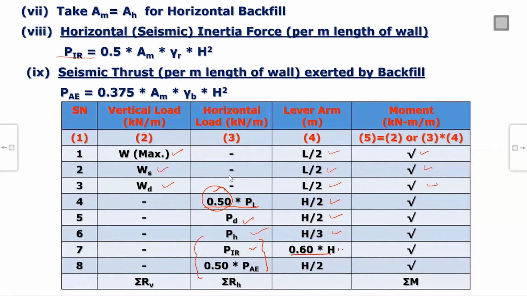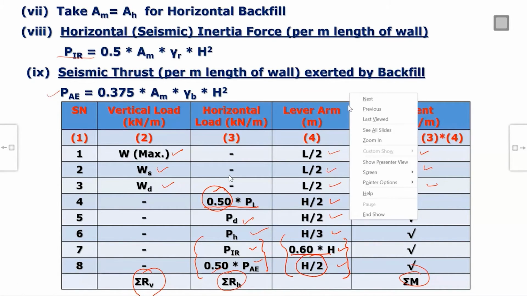As somebody was asking, this is the lever arm for PIR. It said take half of the seismic thrust exerted by backfill, that is PAE. So you take 0.5 times PAE, and this acts at the middle of the wall, so you take at H by 2. Okay, somebody has just asked this question. So this is the lever arm given in the code, the 0.6 and here 0.5 or H by 2. With this lever arm, now again you can calculate positive moment, negative moment, all the moments, and again sigma RV, sigma RH, sigma M. Clear? I hope now that question is answered.